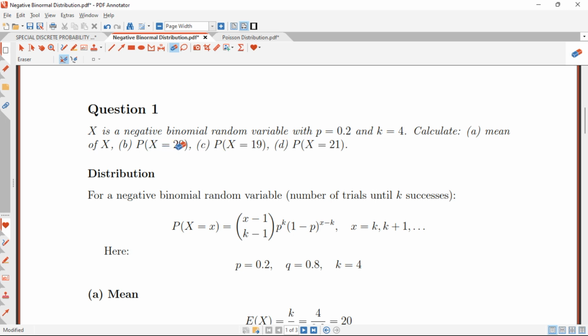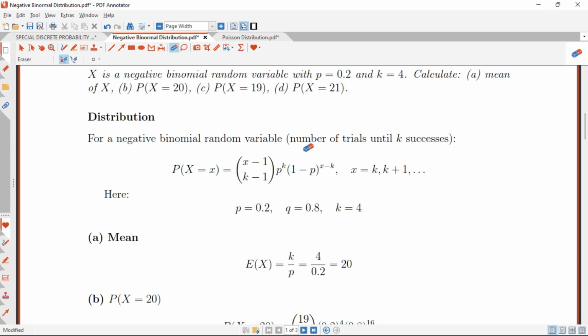Also calculate the probability that X is equal to 20, the probability that X is equal to 19, and the probability that X is equal to 21. Okay, so there is the PMF for the negative binomial distribution, where p was given in the question to be 0.2, and so q will be 1 minus p, which is 0.8, and k was given in the question to be 4.